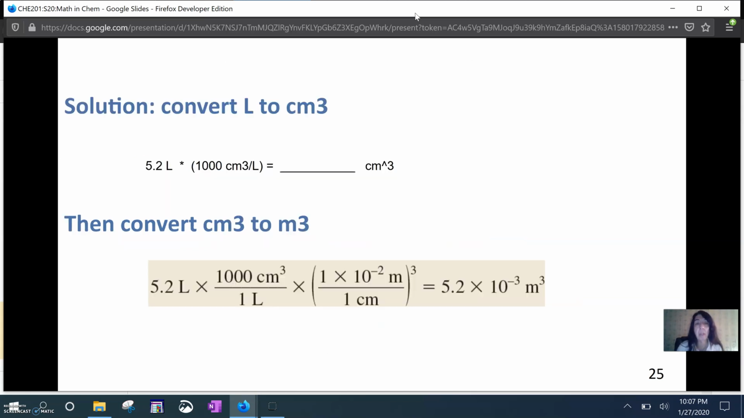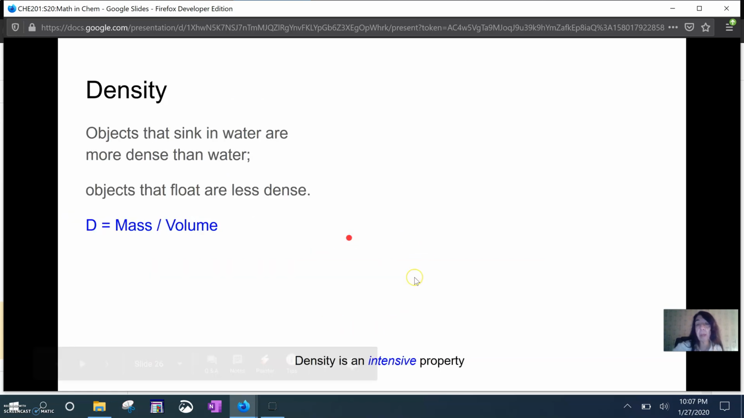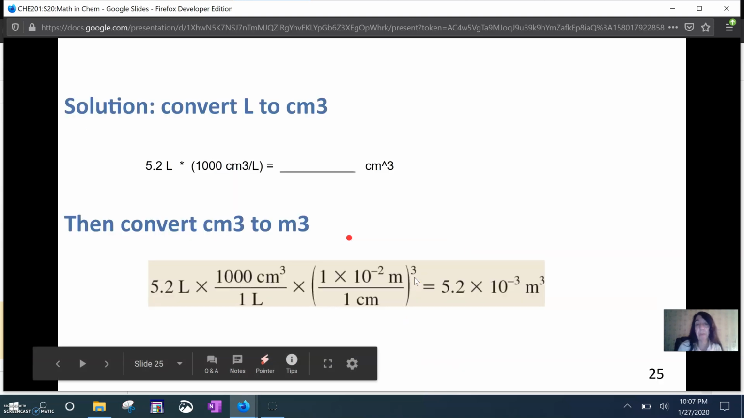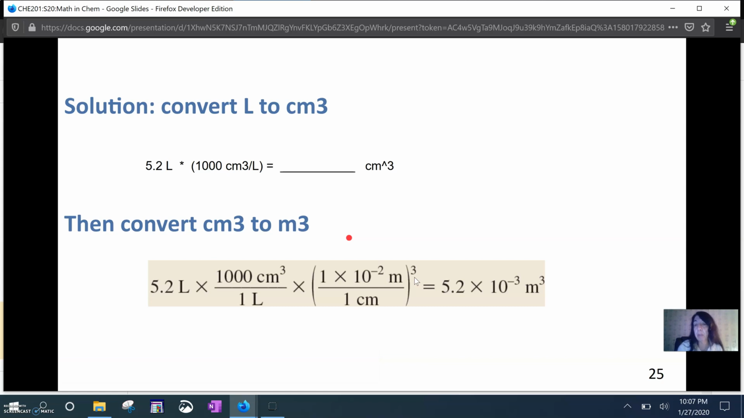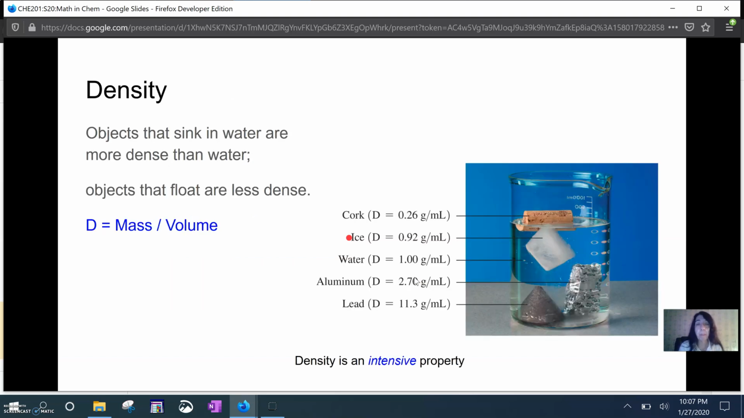So in this case, you're going to convert liters to centimeters cubed, but now you need to convert from centimeters cubed to meters. So when you bring in your conversion, you have to cube that as well. I could see that here. Okay, so now you've cubed the unit as well, and now this is your answer: 5.2 times 10 to the minus third meters cubed. So again, just following your units.